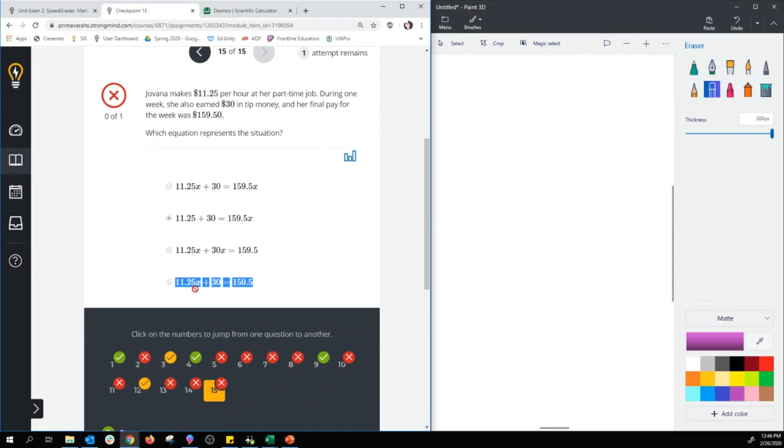So 11.25x, right? Because that is the number that has per attached to it. You're adding in your $30 of tips, and that's equal to 159.5. All right, and that is the last one.